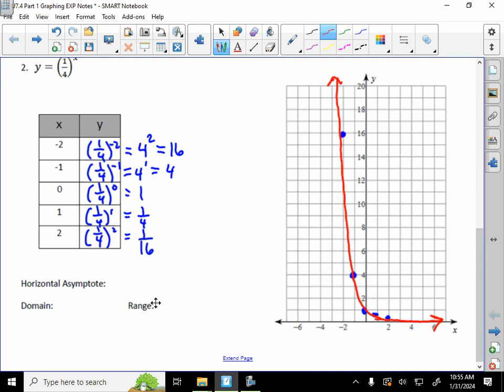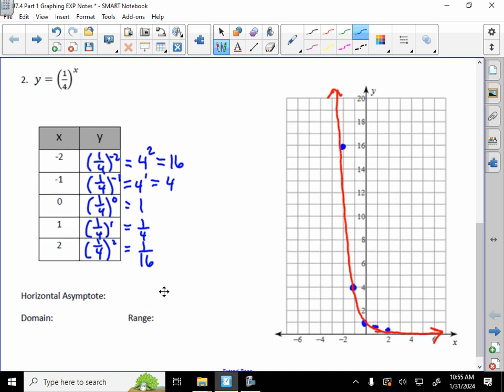All right, so this parent function equation is again in the form y equals b to the x. But if b is a fraction, so it's between 0 and 1, bigger than 0 but less than 1, then the shape of the graph is going to look like this. So it has, again, a horizontal asymptote, and that's going to occur again on the x-axis here. It's our boundary line. So the equation would be y equals 0.